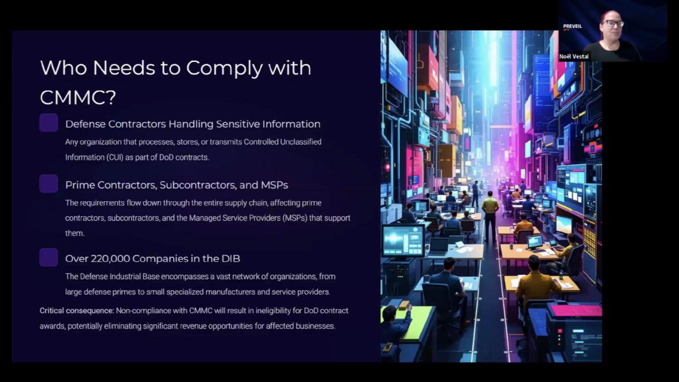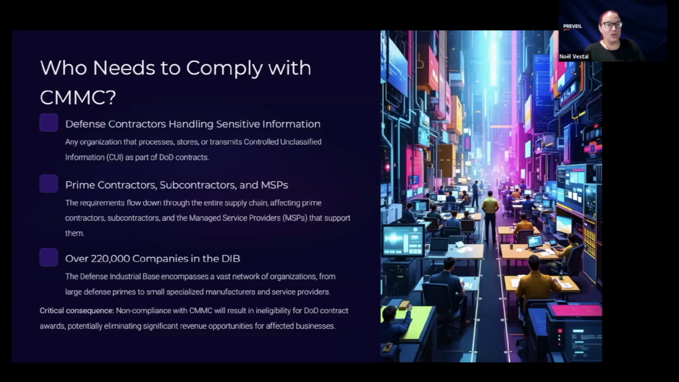Level 1 is just a base level. That's at the FCI level, so it has nothing to do with CUI. And Level 3 has to do with specific different subsets of CUI. And if you are a Level 3, that's going to be identified in your contract.